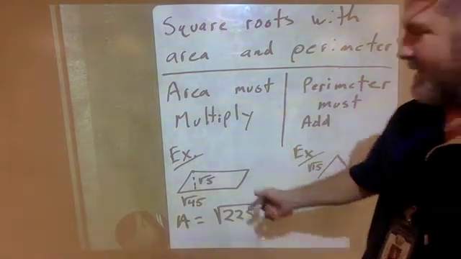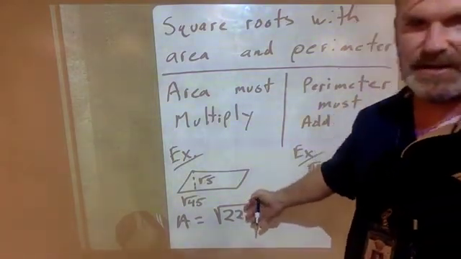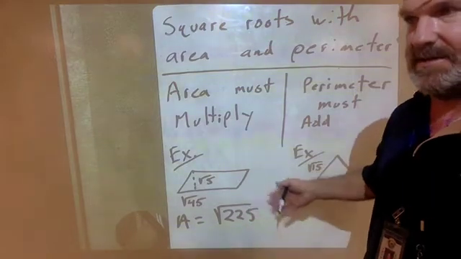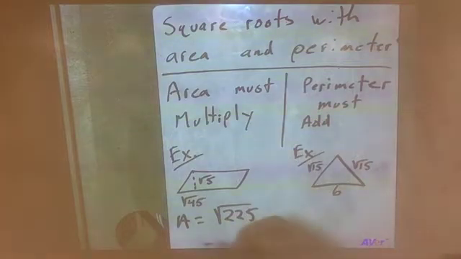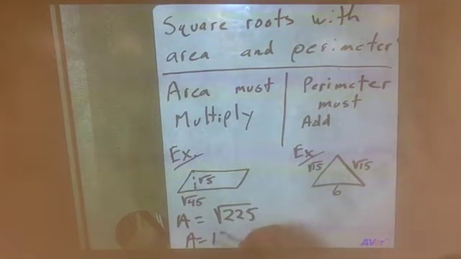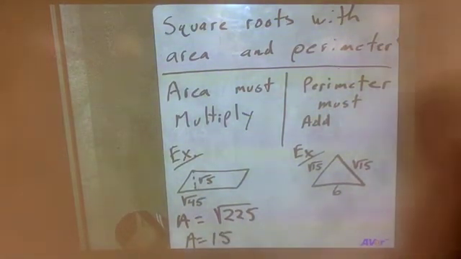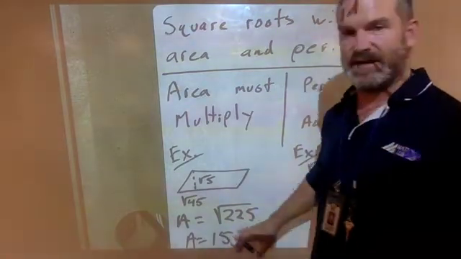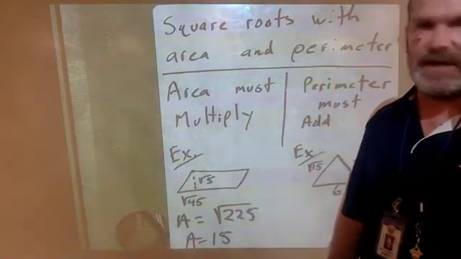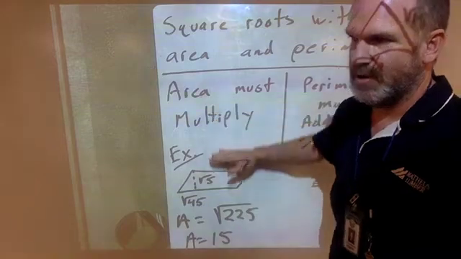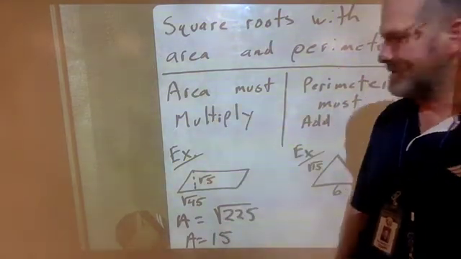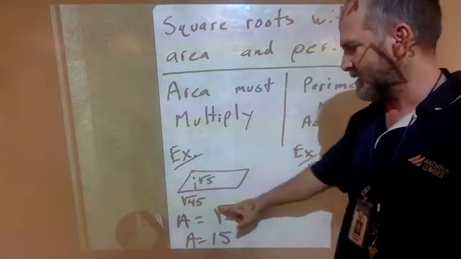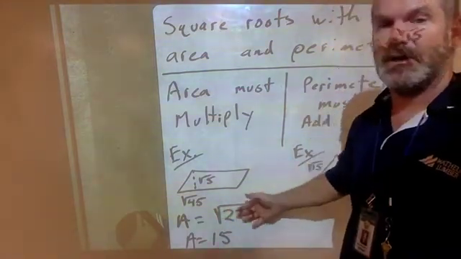And now you hope that that's a perfect square. You can actually take the square root of that. And in this case, it is. The square root of 225 is 15. So the correct answer for that problem is 15. The area of that parallelogram is 15. It's the square root of 225. So you can multiply square roots just like you would multiply regular numbers. You just make sure you keep your answer after you multiply underneath the square root and then take the square root of that number.